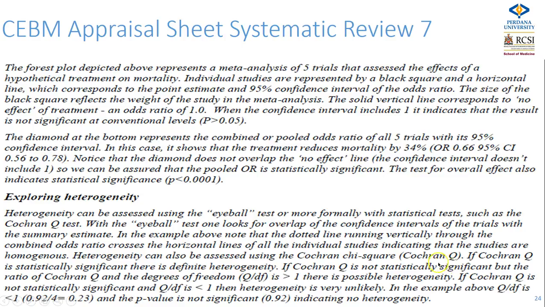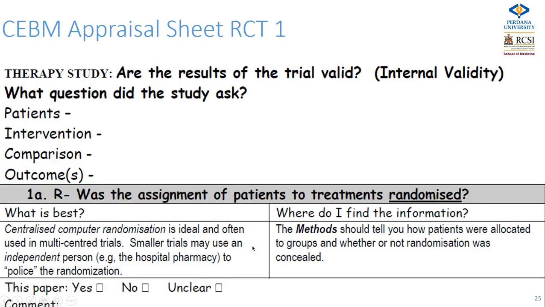This is just exploring what I've just discussed about the forest plot and heterogeneity. Now let's look at a randomized control trial, a single randomized control trial. The first question again, as in the other sheets, are the results of the trial valid? So first of all, they should make it quite clear what the PICO question is. They should explain the patients, the intervention, the comparison, and the outcome.